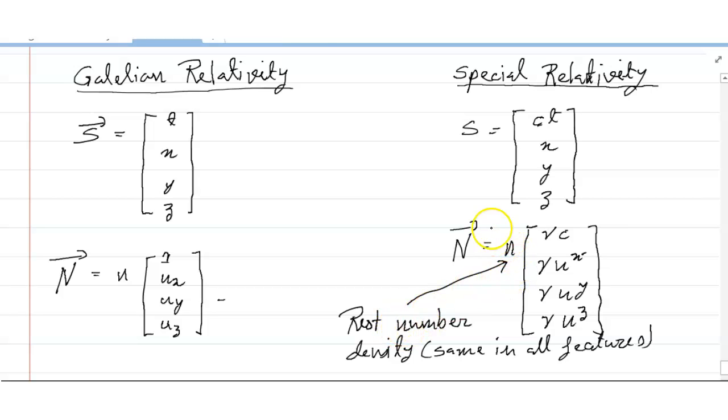So friends, here n is equal to the rest number density. We also multiply the time component by c to make the units consistent. To take the effects of time dilation and length contraction into account, we need to multiply each of these components by the gamma factor. Gamma factor is the length contraction factor. So friends, we see special relativity and Galilean relativity.